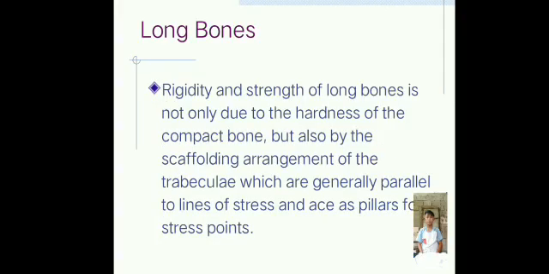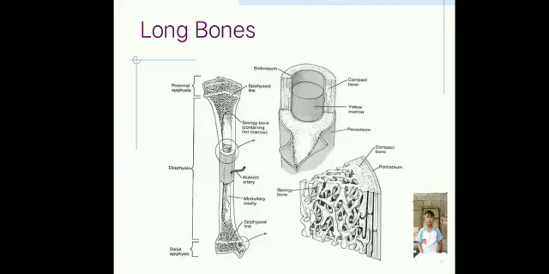Rigidity and strength of long bones is not only due to the hardness of the compact bone, but also by the scaffolding arrangement of the trabeculae, which are generally parallel to lines of stress and act as pillars for stress points. Long bones.